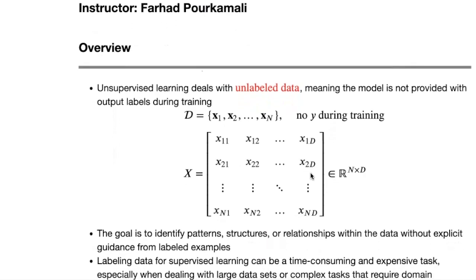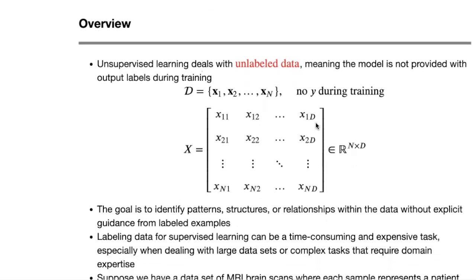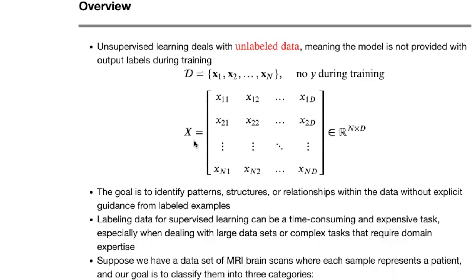If you want to write this mathematically, you can think of this as a data set shown here by D, where we have x1, x2 to xn. And recall that uppercase N denotes the total number of samples. And as mentioned, we do not have any outputs or labels in this case. So this means that during training or model fitting, if you want to put this in the context of supervised learning, we only have access to the data or feature matrix.